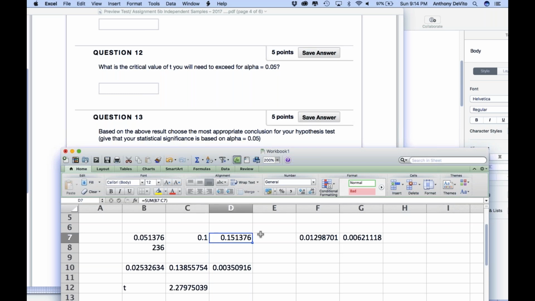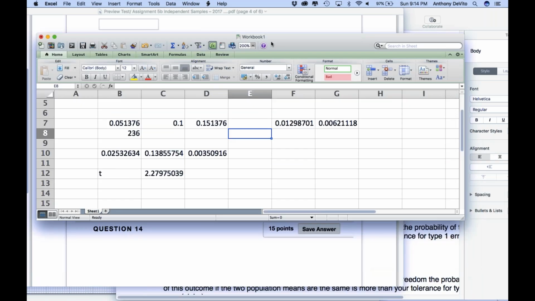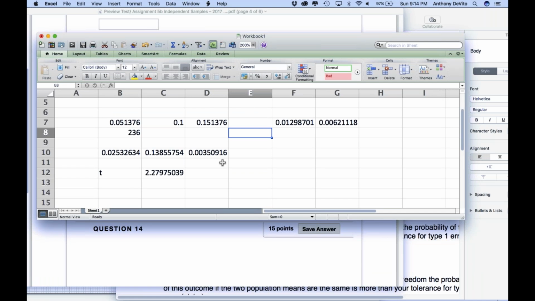So this is my pooled standard deviation. Oops, excuse me. This is the sum of my two. Let's see. I got myself confused now. I shouldn't have stopped when I was in a row.